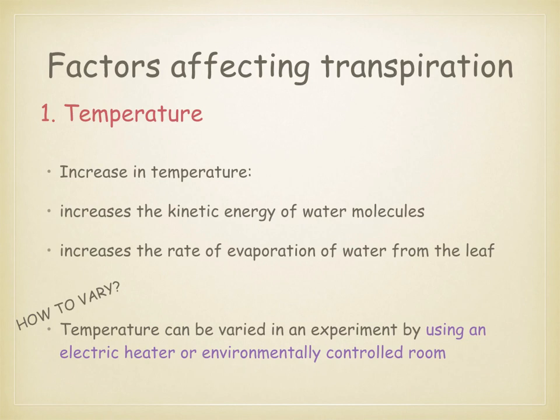Okay, let's have a look at temperature first. An increase in temperature is going to increase the kinetic energy of the water molecules, so this increases the rate of evaporation of water from the leaf. So how would you vary this in an experiment? Well, you can use an electric heater or an environmentally controlled room. So fill this in your notes.